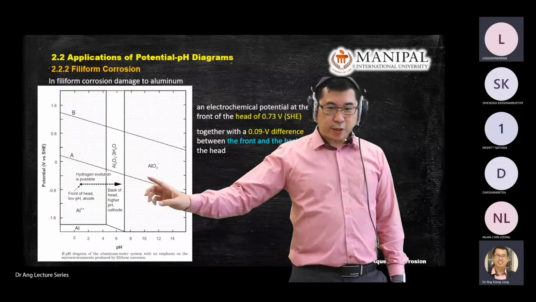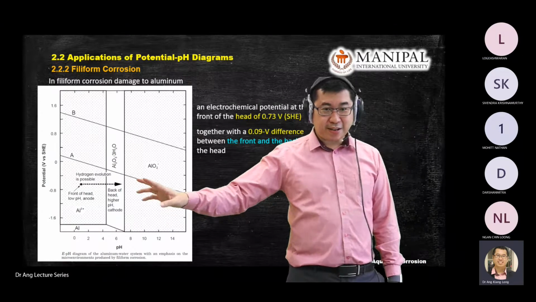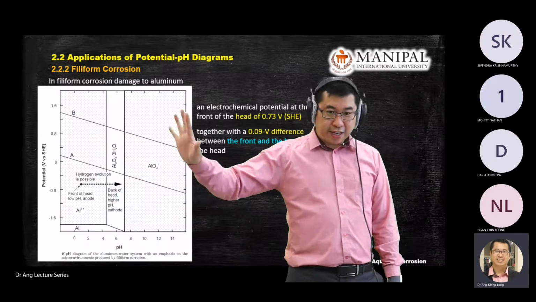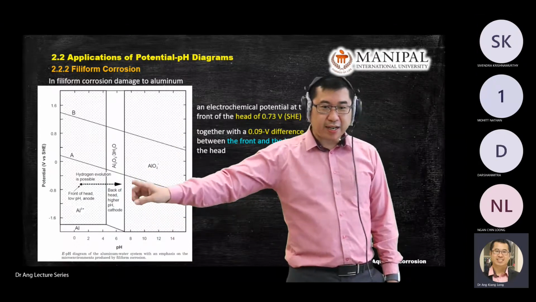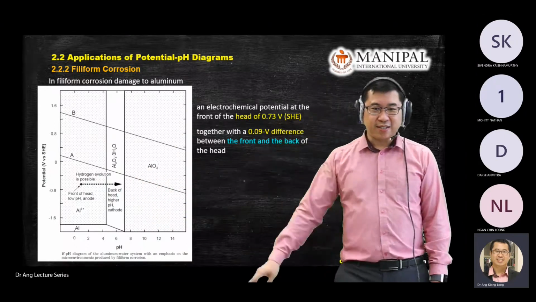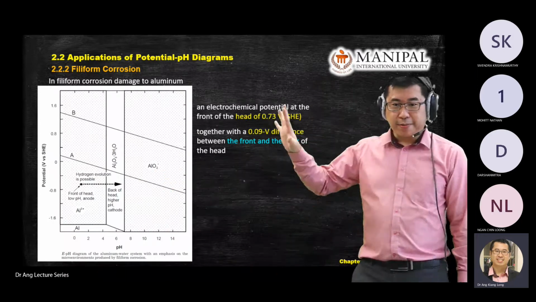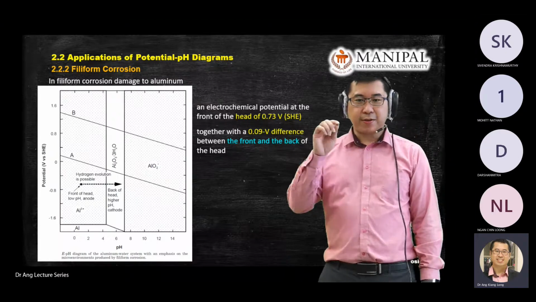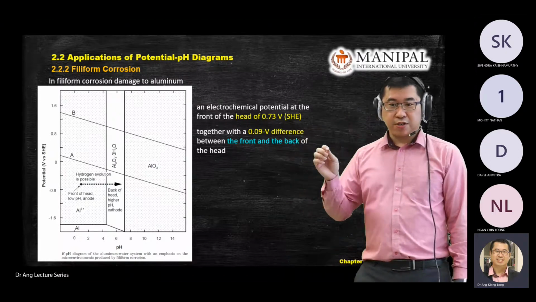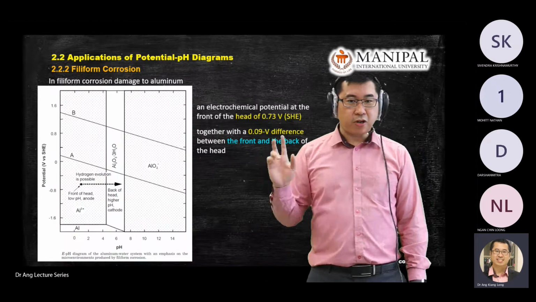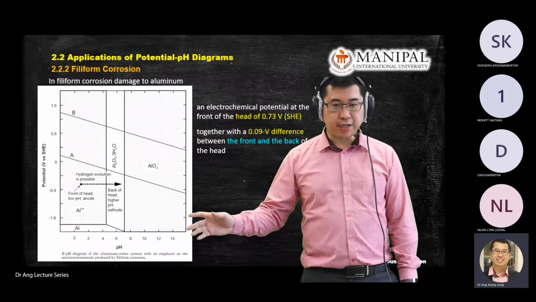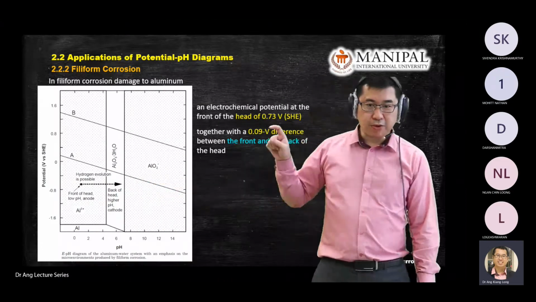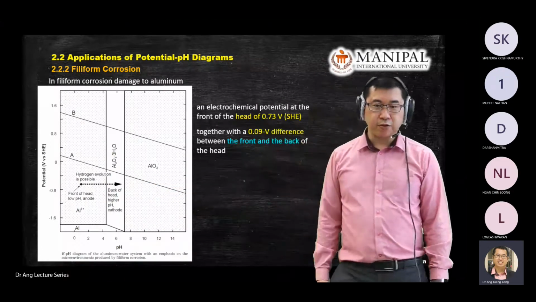So if this comes out in the exam test, I expect you to be able to answer. Of course, if I give you a diagram, I'll give you the value of the arrowhead and the starting point. Then you explain what the difference is. The question will guide you. For example, what is the difference between the head and the back of the filiform corrosion, depending on this diagram? I give you the starting point and the last point. You should be able to find the voltage difference.